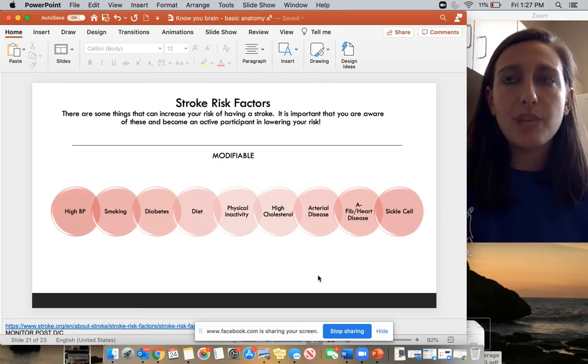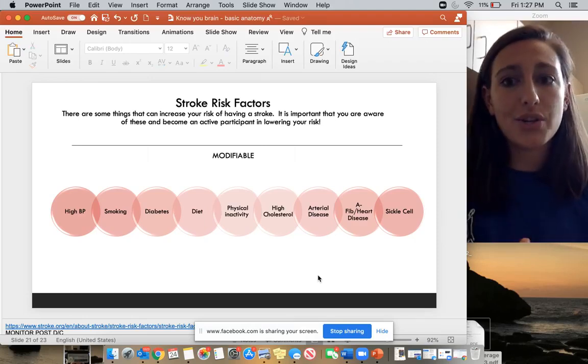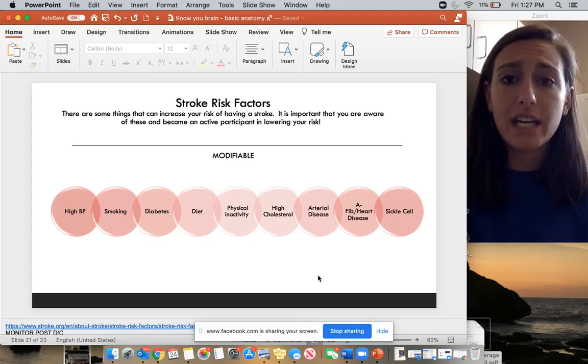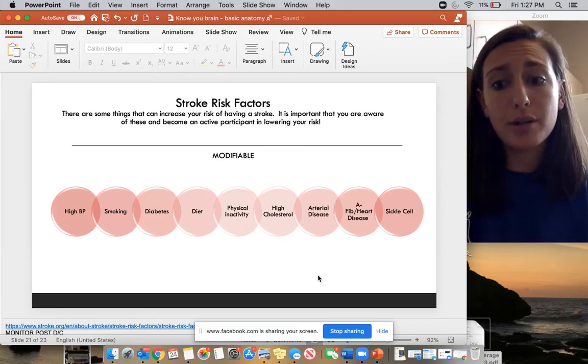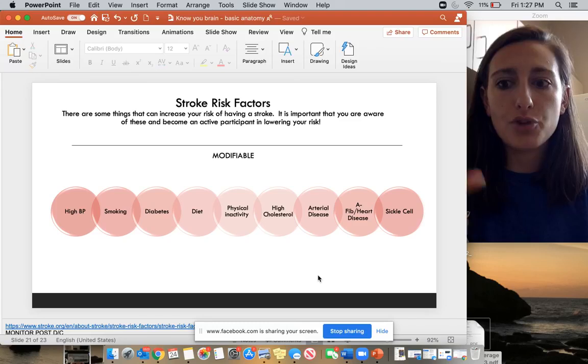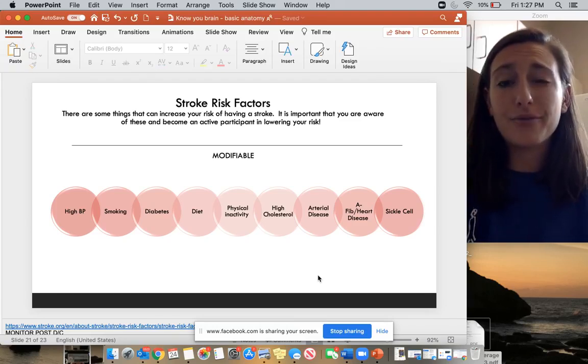So I want to empower everybody that these modifiable risk factors are things to be aware of. This is your recovery, and it's important to become an active participant in lowering your risk for further assault to your brain and further health problems. All of these risk factors came from stroke.org, which is the Stroke Association. They have lots of very great resources.